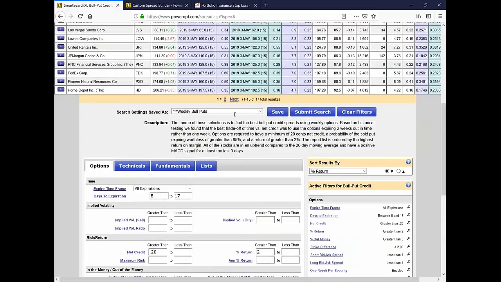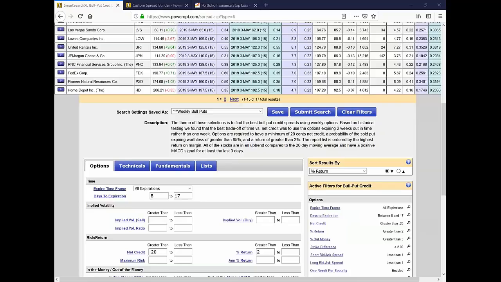All right, so that's why when you see the weekly bull puts, weekly bear call credit spreads or more, we're looking for the positions 8 to 17 days out in time rather than the standard weekly. Now, let's get to the main crux of that. This isn't to say that you cannot be successful trading weekly spreads.